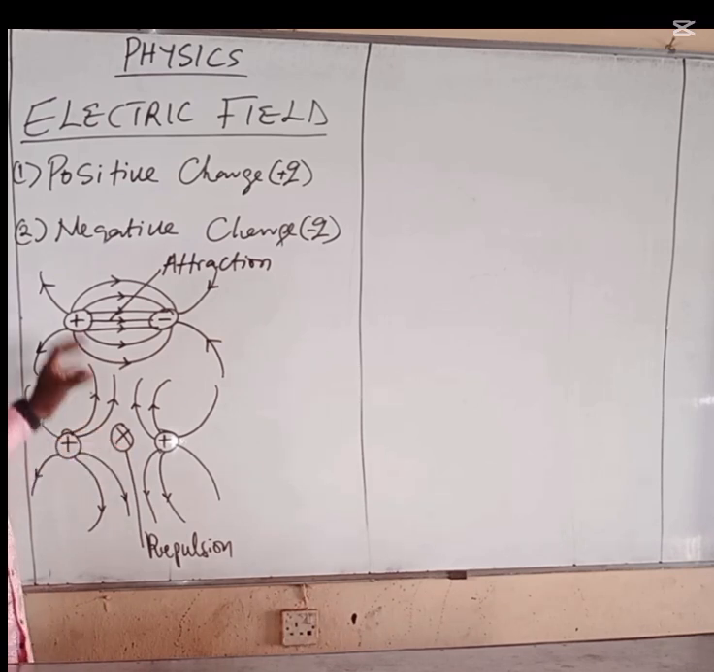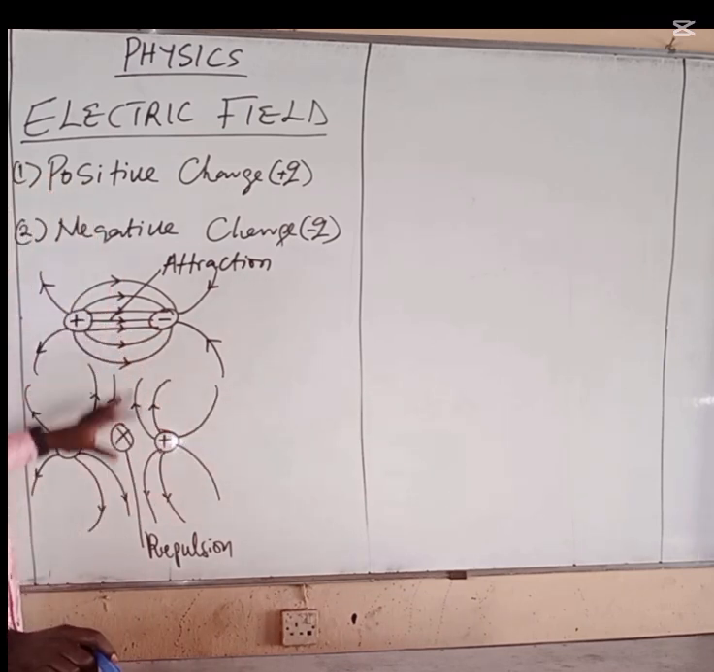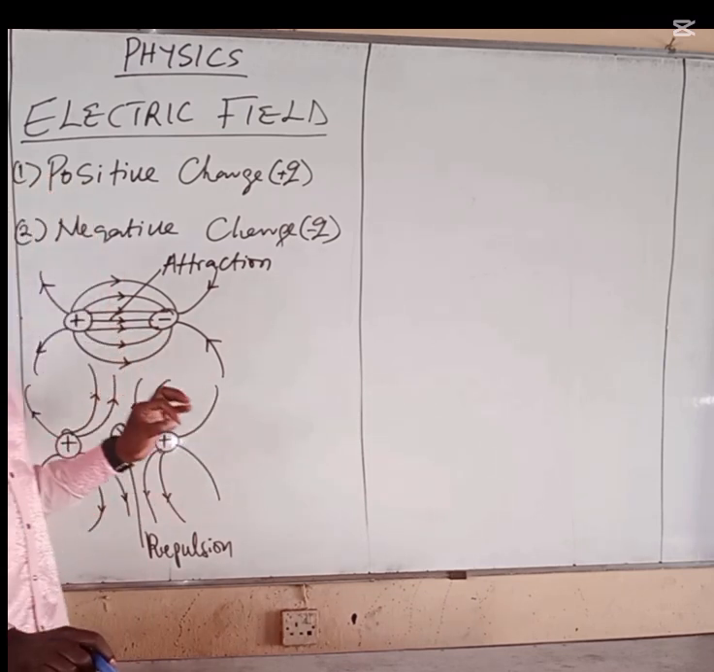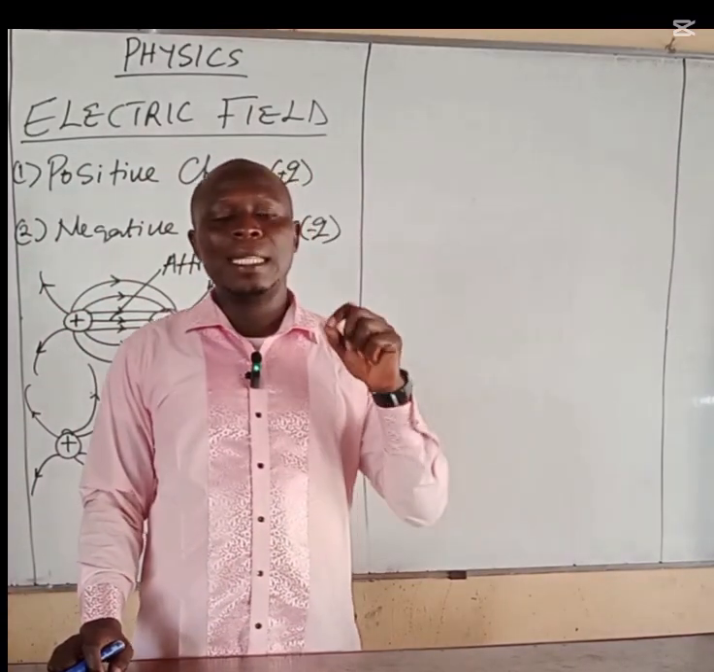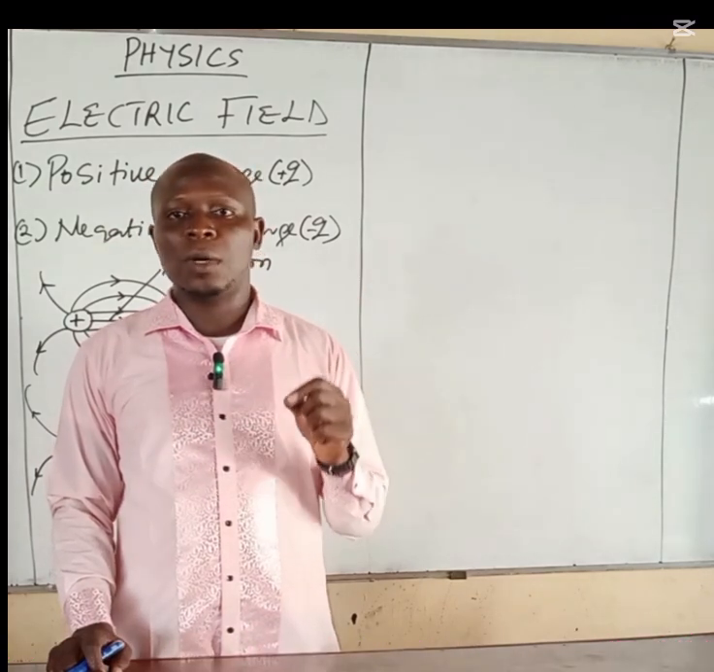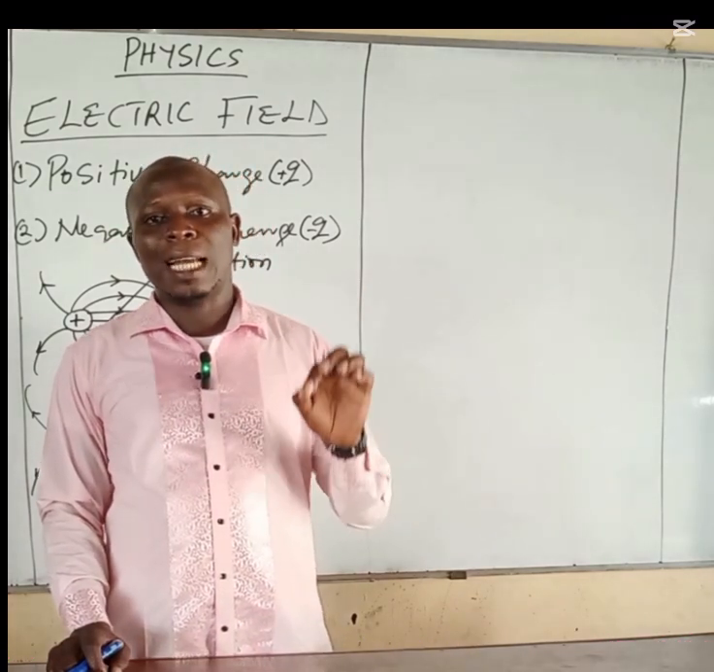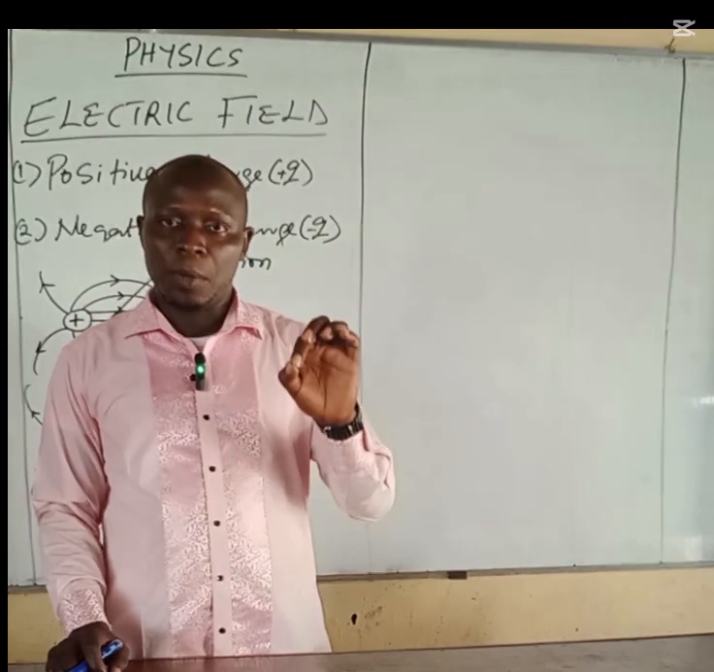All right, now, having said that, these lines you see here are called lines of force. And what is this line of force? We say line of force is an imaginary line drawn in an electric field in such a way that its direction at any point indicates the direction of the field at that point.